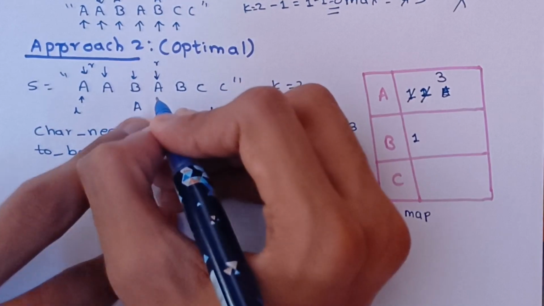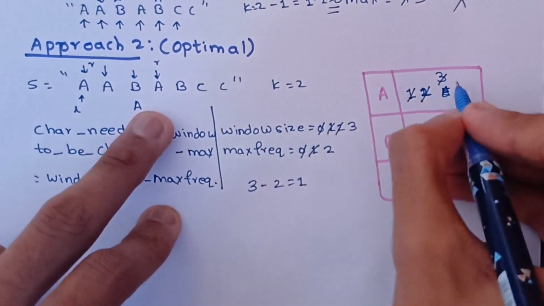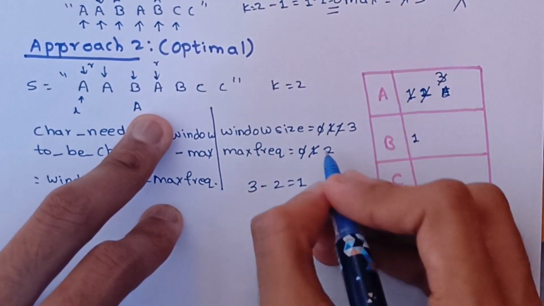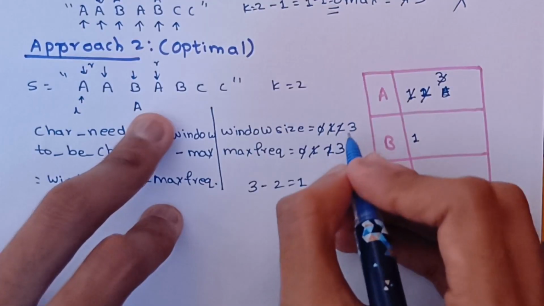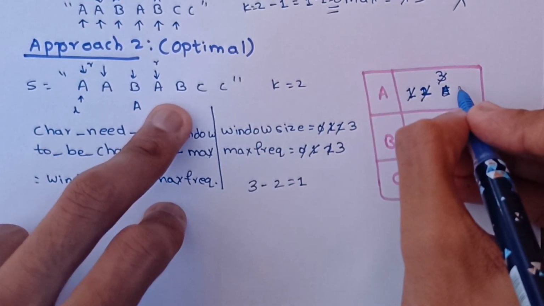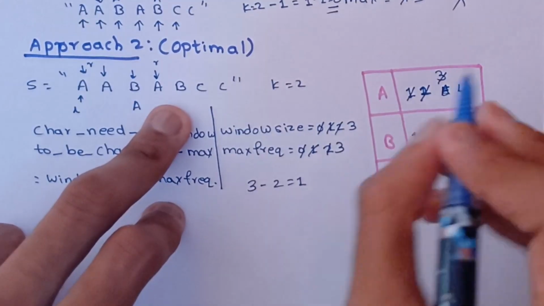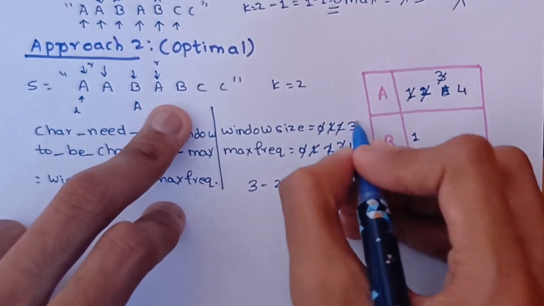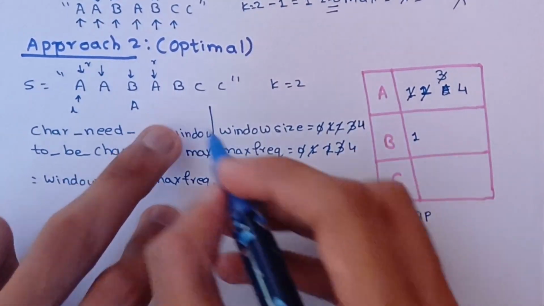The right pointer will come here. The a frequency, this maximum frequency, will become 3, and the window size will remain the same. So the a frequency will be incremented by 1, then it will become 4. Now the maximum frequency is 4 and window size is also 4. Now we will move forward.